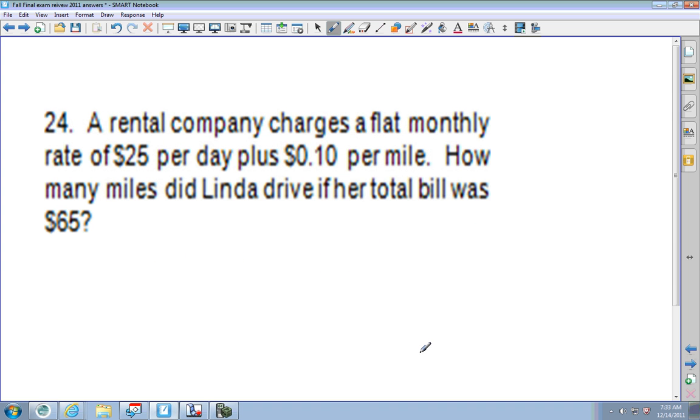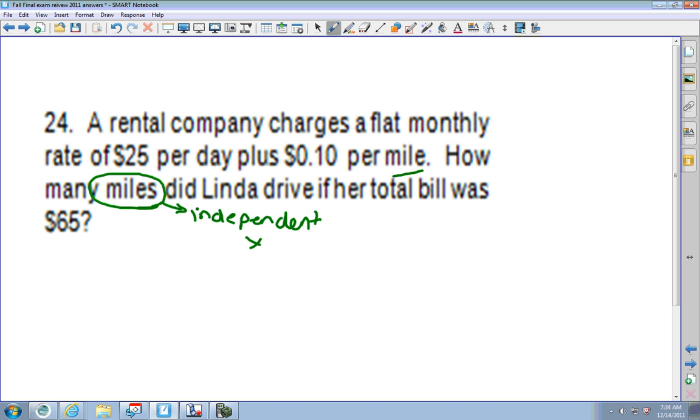The next one says a rental company charges a flat rate of $25 per day plus 10 cents per mile. How many miles did Linda drive if her total bill was $65? So they want you to write an equation. Okay, so first off, they want to know how many miles. This is going to be my independent variable. Well, what letter is independent? That's right, it is x.